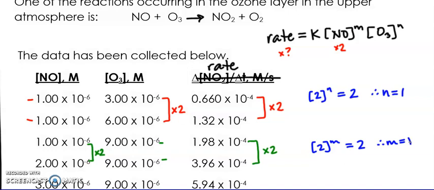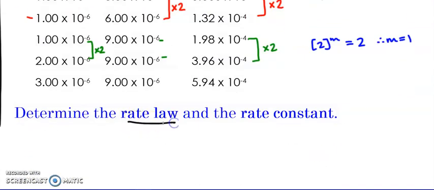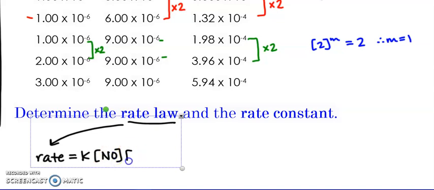So what is our rate law? The rate law is going to be rate equals k, concentration of NO to the first power, and the concentration of O3 to the first power. So there's the first part.